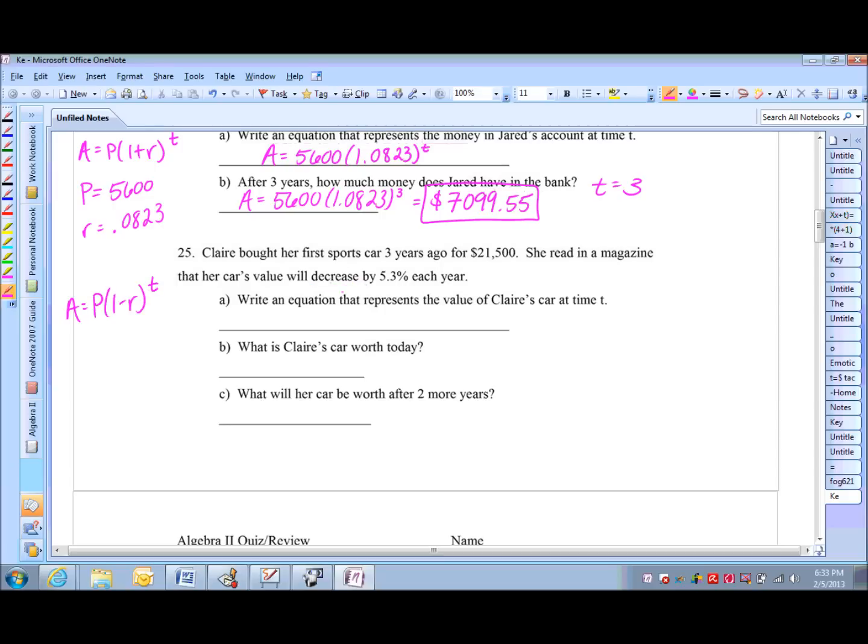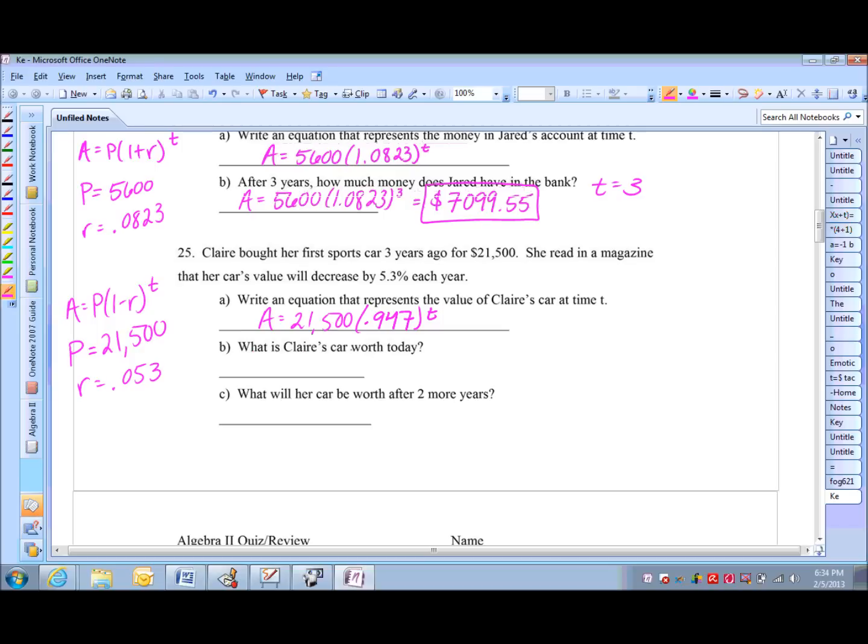The initial amount that she starts with, P, is $21,500. And the rate at which it's decreasing is 5.3%. And we write that as a decimal as 0.053. Okay, so now we're just going to plug that in because part A asks us to write an equation that represents the value of Claire's car at time T. So the amount of her car is equal to $21,500 times 1 minus 0.053, which is equal to 0.947 raised to the T.